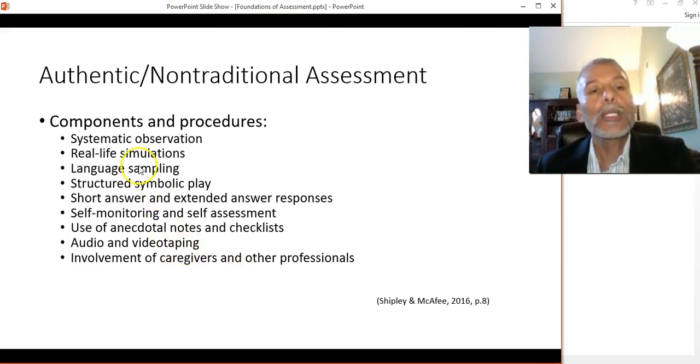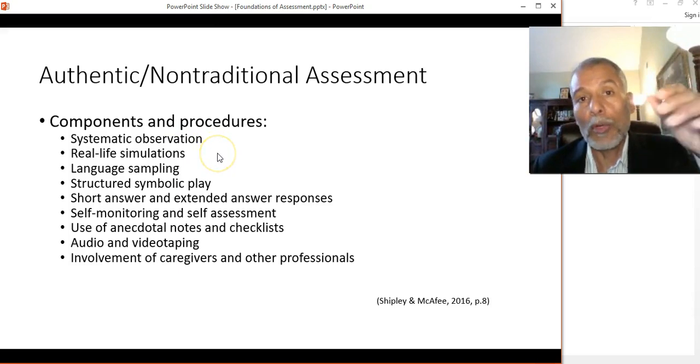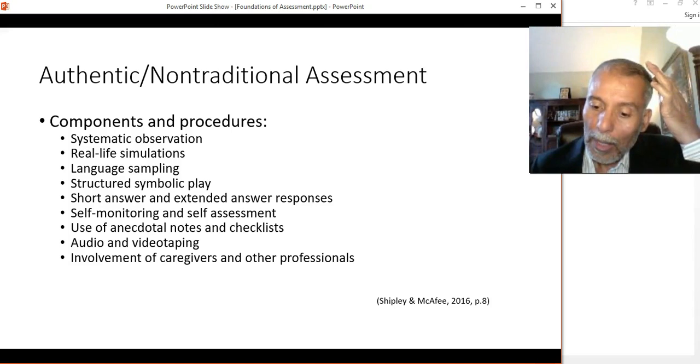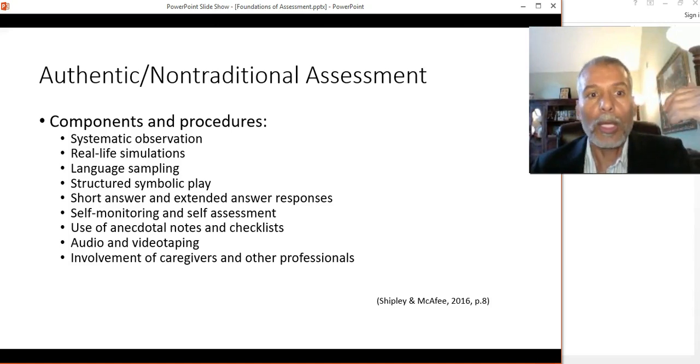So components of the authentic assessment, these are in your textbook, page 8. They include systematic observation, which is also part of any kind of assessment. Throughout your evaluation, you are going to observe whatever the patient is doing, whatever the patient is saying, and how you interpret that in terms of how it helps you understand the performance of the client.